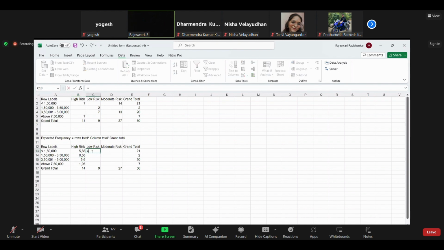Same way, I'll do this also. Row total into column total divided by grand total. Then I will put the dollar symbol before the variables, and then I will try it. And the same way, the next one.